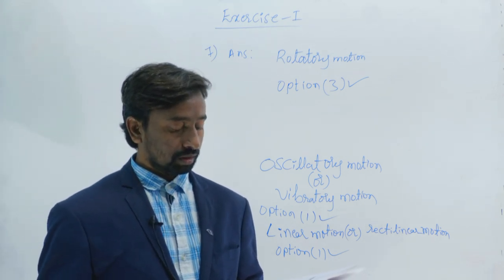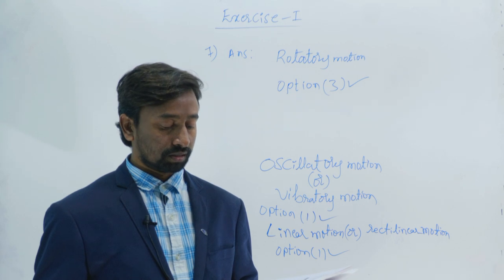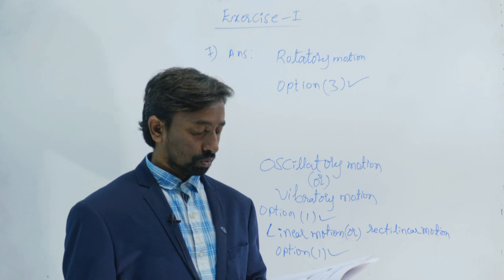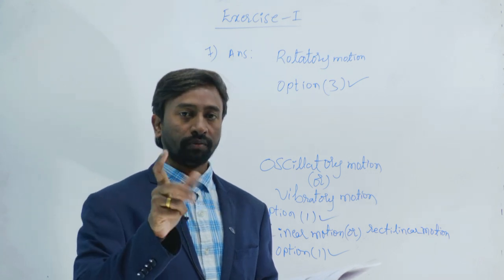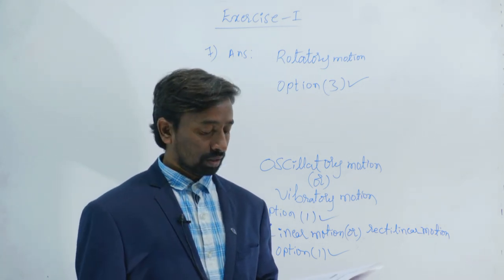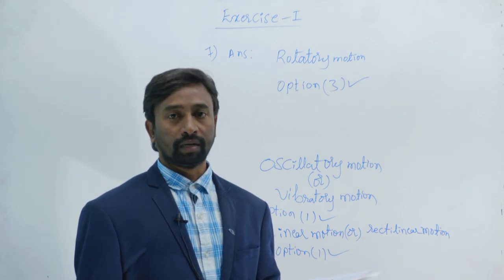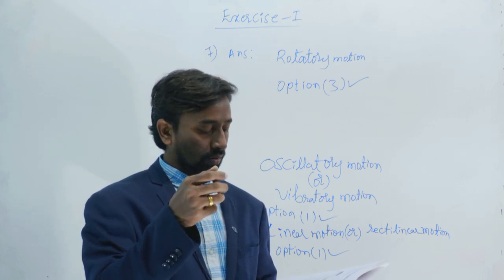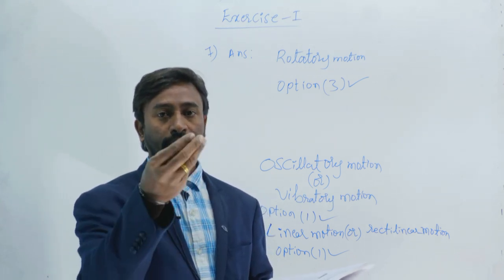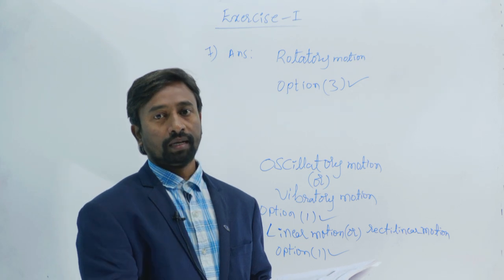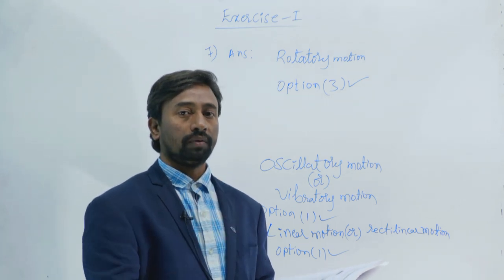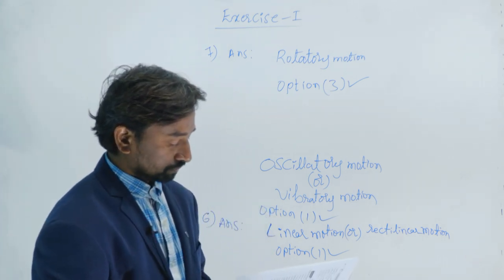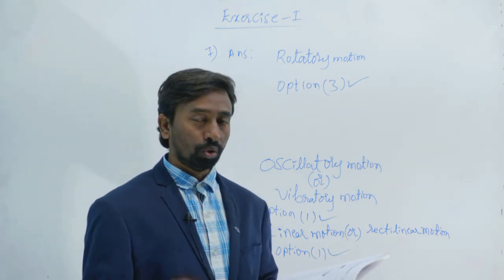In a well, the pulley on which the rope runs. Here the motion of the wheel will be circular motion, and the motion of the rope will be vibratory motion. It will move up and down: when the bucket is going into the well it is in one direction, and whenever it is coming up, then we can say it is vibratory motion.